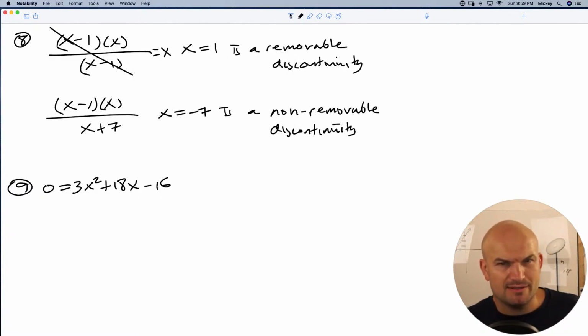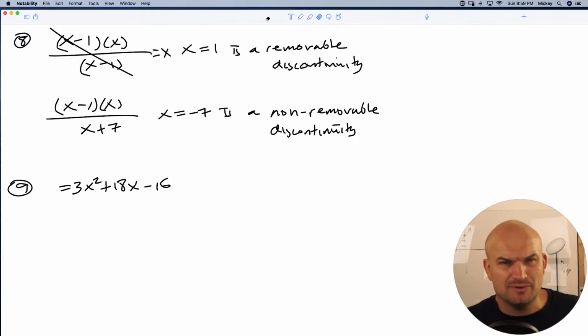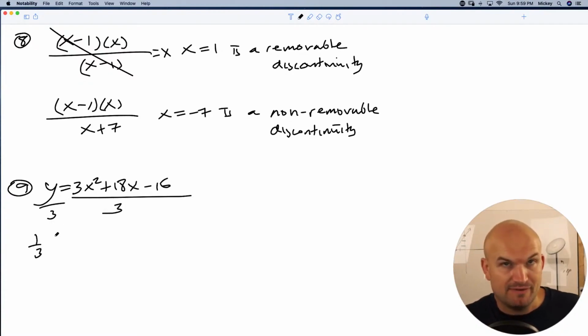Vertex form. All right, so we don't want it to equal 0. That'd be like solving it. Or maybe you are solving it. I don't know. But if I wanted to write this in vertex form, I want it to be written in y. And the reason that's important is because I'm going to divide everything by 3. When I divide everything by 3, if it was 0, I'd just have a 0 on the left-hand side.